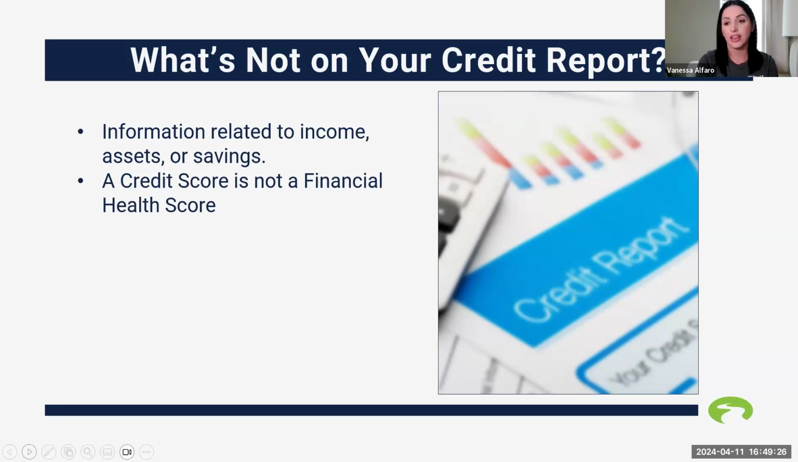Now, I will say, if for some reason you went negative in your checking account, that is when you might see a collection account or charge off show up on your credit report. So while you have that checking account active and in good standing, it's not reporting to the credit bureaus. But if you do end up owing that bank money, it will show up as a negative collection account or charge off on that credit report. And your credit score is not a financial health score. So we're not looking at that when we're looking at the FICOs and the credit reports.